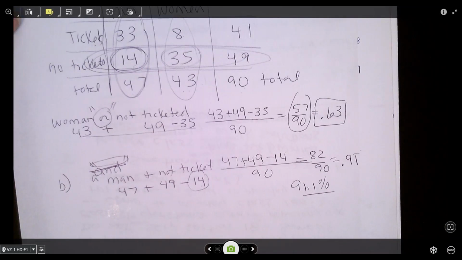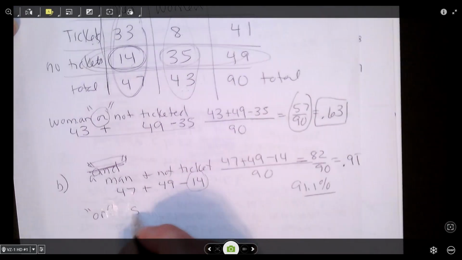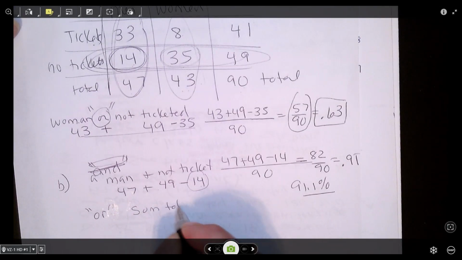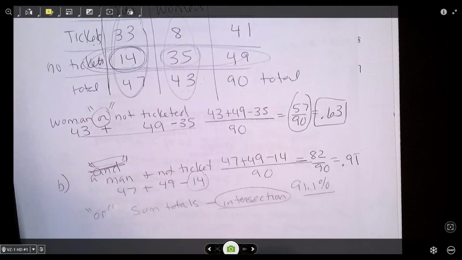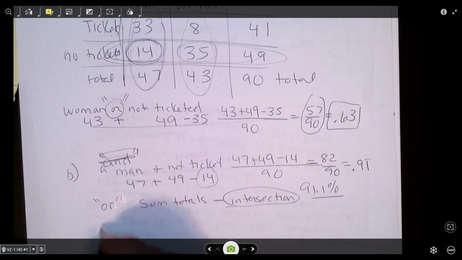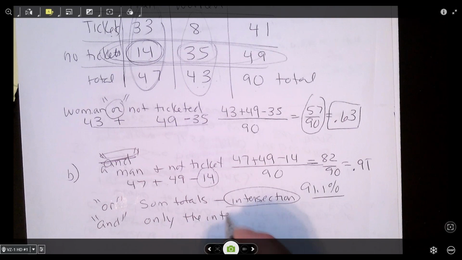Are you understanding the or? Or you can sum the totals, subtract the intersection. And is only the intersection of the criteria.